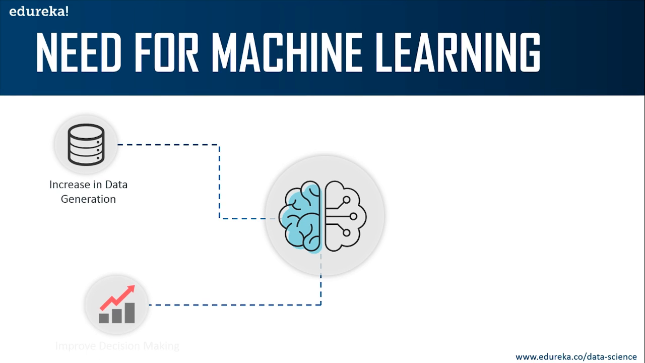Another important reason is that it improves decision making. By making use of various algorithms, machine learning can be used to make better business decisions. For example, machine learning is used to forecast sales. It is used to predict any downfalls in the stock market. It is used to identify risks, anomalies, and so on.